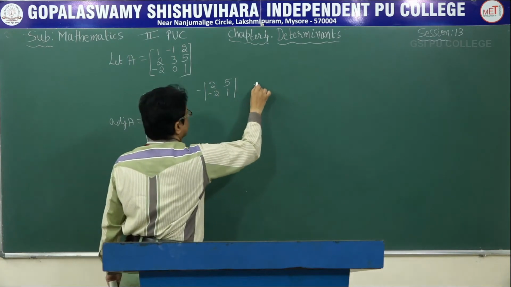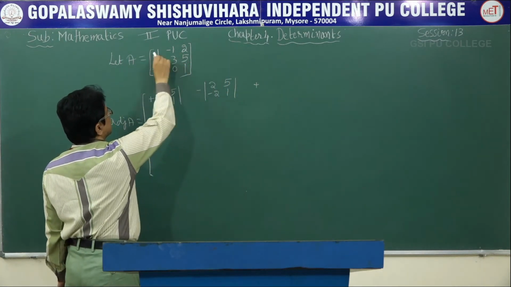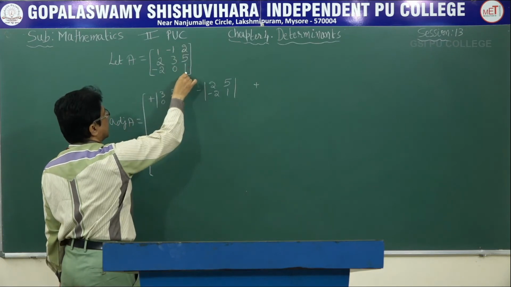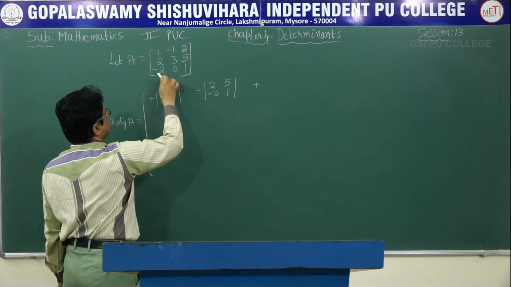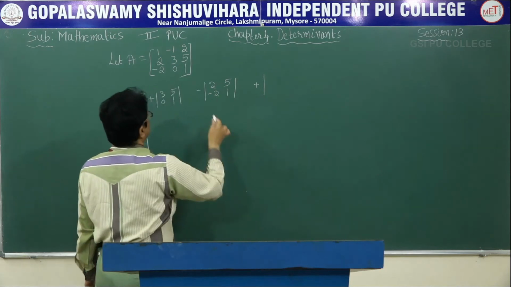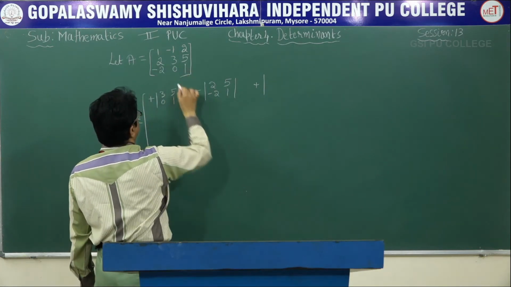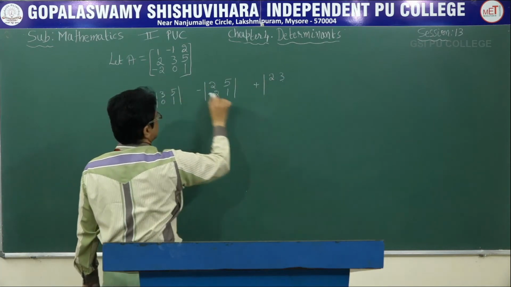Next I will write plus. Let us find the cofactor of 2. 2 lies in the first row and third column. We eliminate the first row and third column and take the determinant of the remaining elements. So determinant of 2, 3, minus 2, 0.